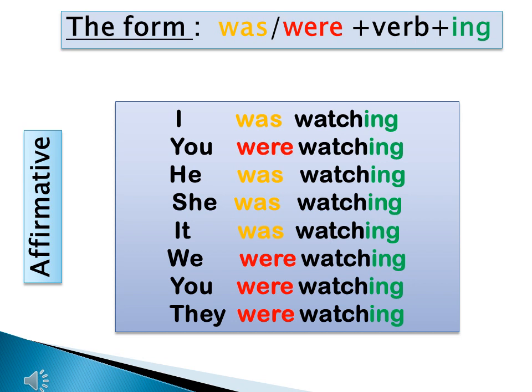Let's see the affirmative case. So first I was watching, you were watching, he was watching, she was watching, it was watching, we were watching, you were watching, they were watching. So as you can see, we add ing to the verb watch and we use the verb to be in simple past, was or were.